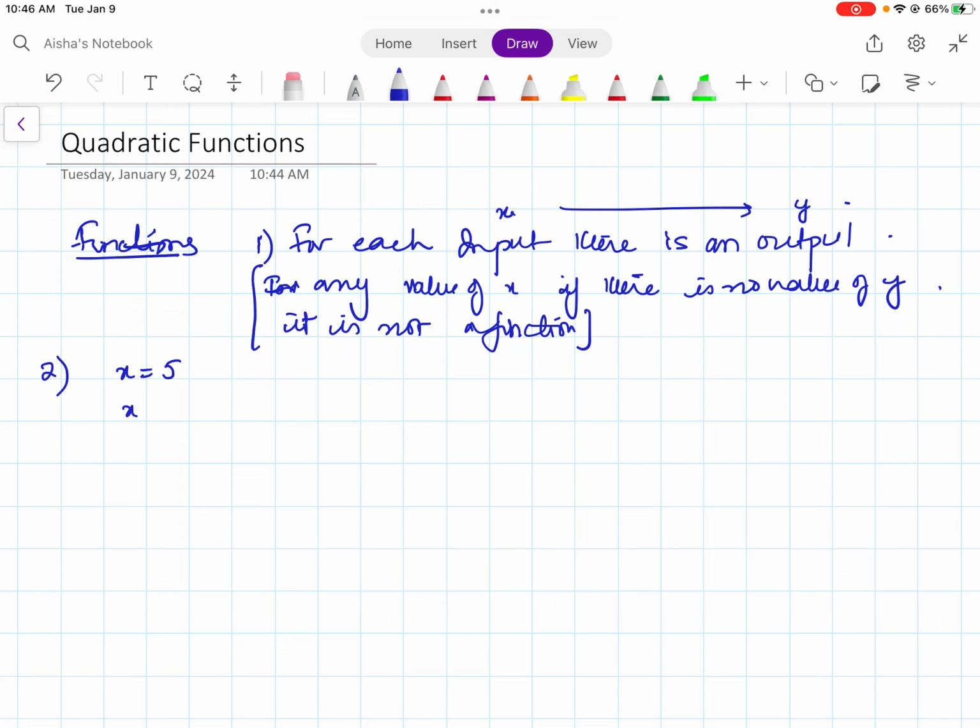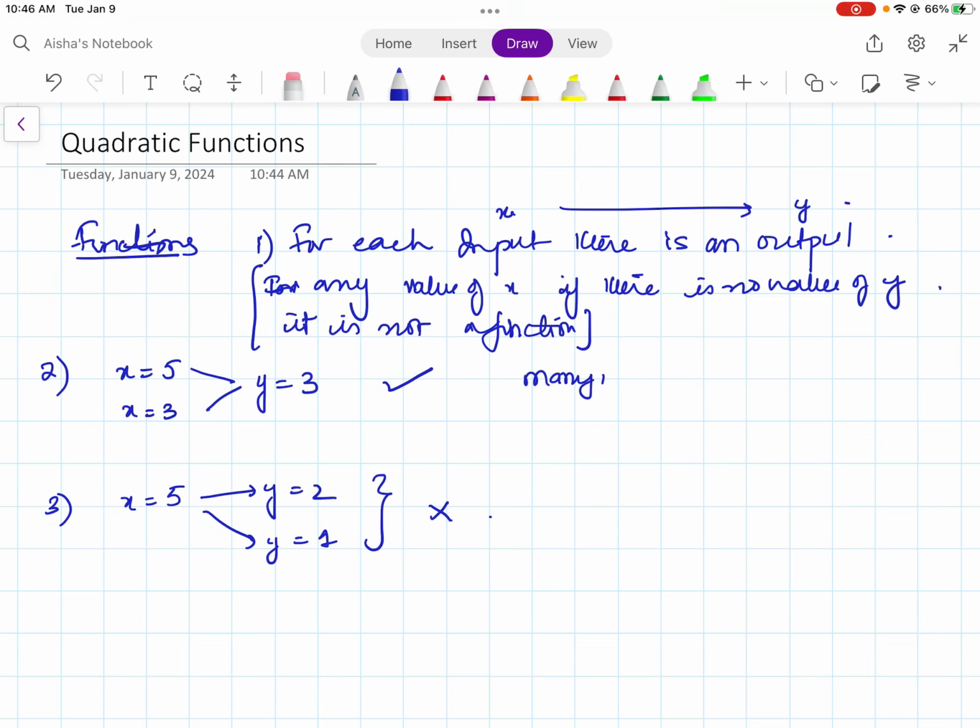Different x's can have a single y, that's okay. But one x cannot have two values of y, this is wrong. Many inputs can have a single output, but a single input cannot have many outputs.